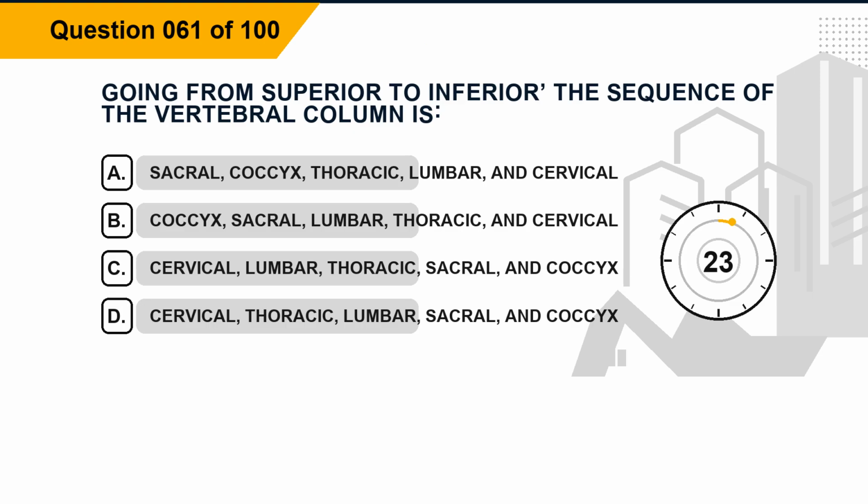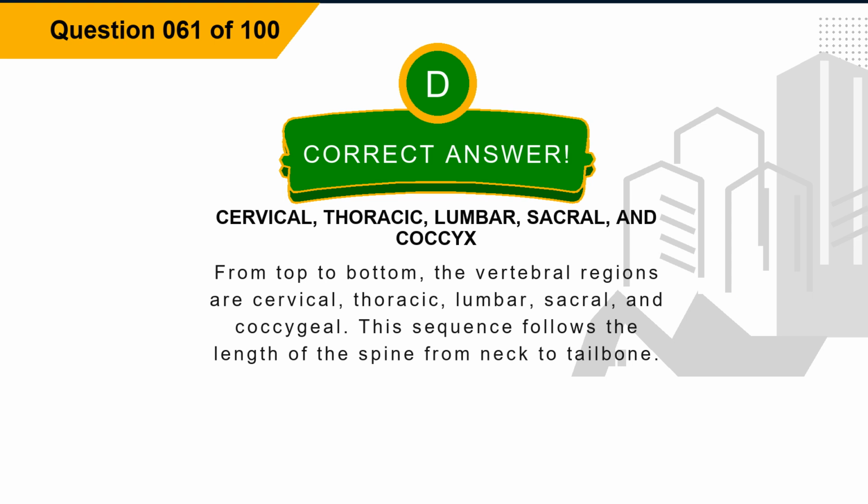Question 61. Going from superior to inferior, the sequence of the vertebral column is: Option A, sacral, coccyx, thoracic, lumbar, and cervical. Option B, coccyx, sacral, lumbar, thoracic, and cervical. Option C, cervical, lumbar, thoracic, sacral, and coccyx. Option D, cervical, thoracic, lumbar, sacral, and coccyx. The correct answer is option D, cervical, thoracic, lumbar, sacral, and coccyx. Explanation. From top to bottom, the vertebral regions are cervical, thoracic, lumbar, sacral, and coccygeal. This sequence follows the length of the spine from neck to tailbone.